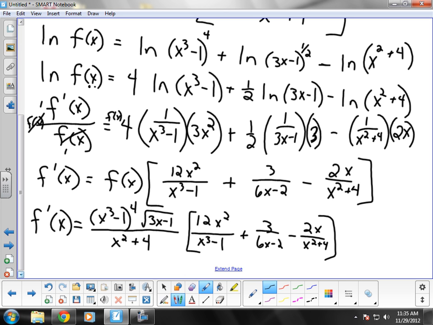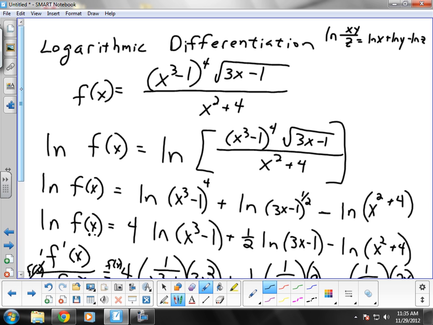Okay? So any questions about how we got that answer and how we could use it in the future? Instead of taking things that are nasty quotient rules and doing the quotient rule with it, I can take the ln of both sides. I can pull this nasty quotient apart so I don't ever have to do a quotient rule. Okay?